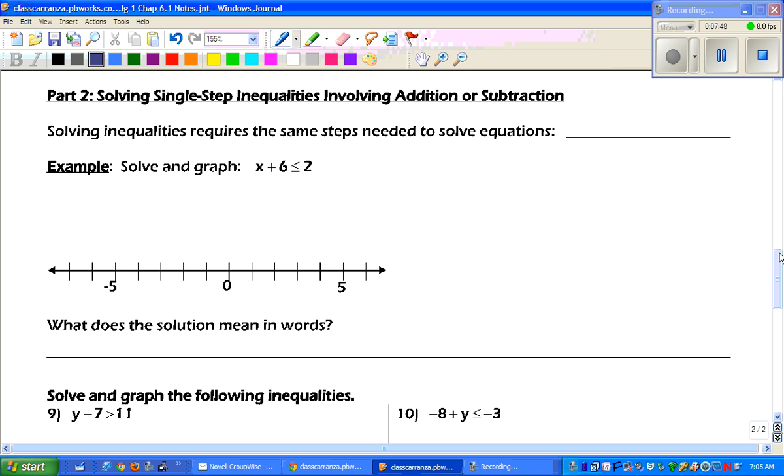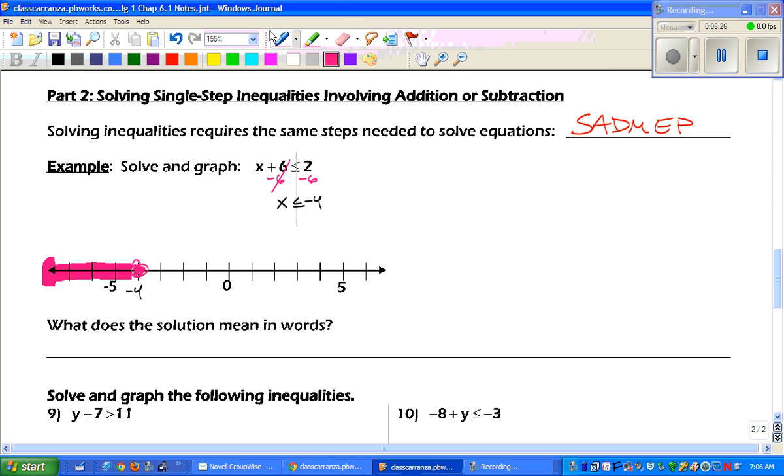Solving inequalities requires the same steps needed to solve equations. And that is SADMAP, the reverse order of operations. So you're going to be doing the same thing where you draw the line down the middle. We have to subtract, and we get x is less than or equal to -4. You would go to -4. This is a closed circle, and then we would shade everything that is to the left because it is less than.